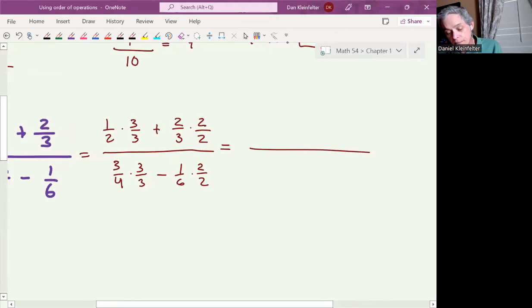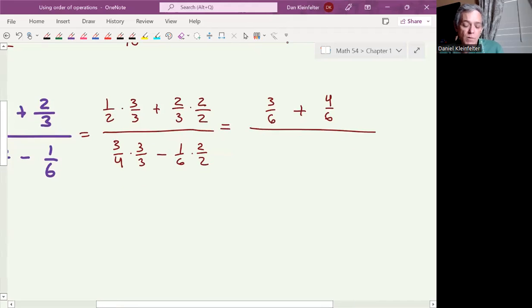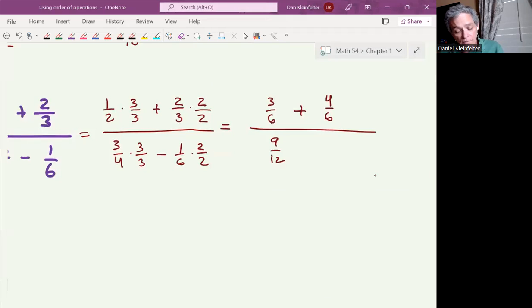So now, starting to simplify some of this, 1/2 times 3/3 will be 3/6. And then on the right, we'll have 4/6. Down below, we'll have 9/12, and then that's a subtraction, actually. We'll have minus 2/12. Up top now, we have 3/6 plus 4/6 makes 7/6. And down below, 9/12 minus 2/12 is 7/12.